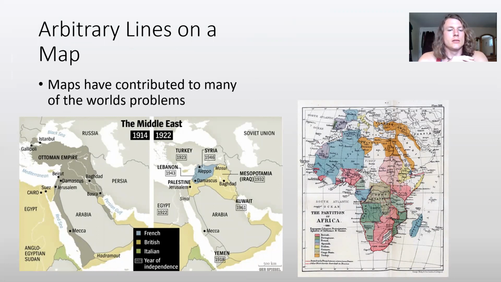So all these boundaries that we exist within are essentially arbitrary lines on a map. Just drawn lines, they have wide-ranging implications. Which side of a border you grow up on can have a very significant impact on your life. So two key examples from history are the partitioning of the Ottoman Empire in the Middle East after World War I and the partitioning of Africa.